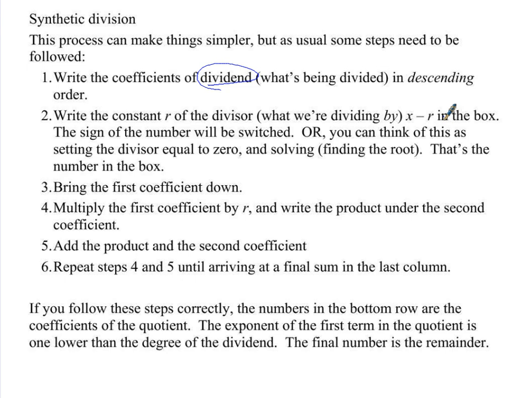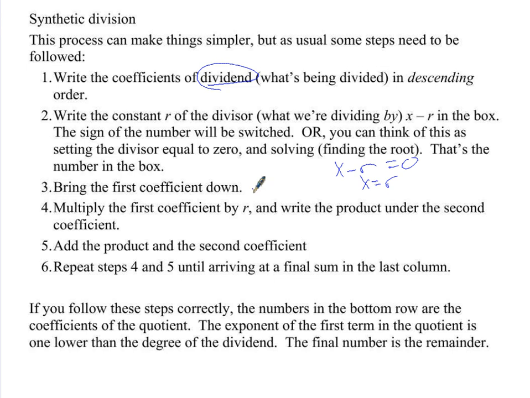The reason that you do that is what you're really doing is you're finding the root of the denominator. You're taking the denominator and setting it equal to 0, and then solving for x. You wind up with x equals positive r. So what happened is the sign here changed. This number, the root, is what actually goes in the box, which you'll see.